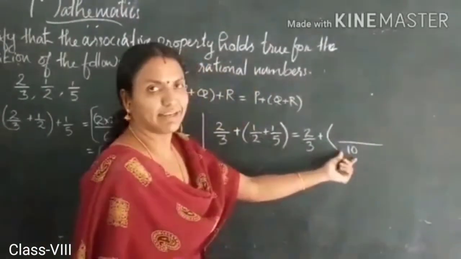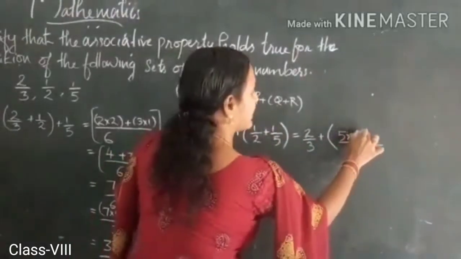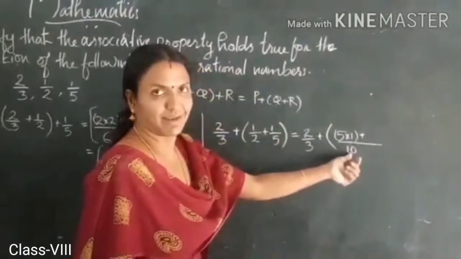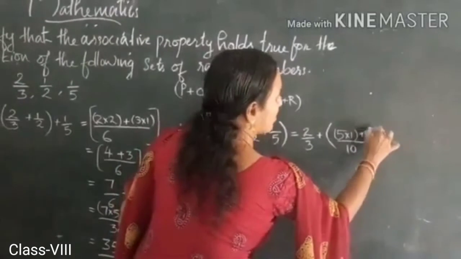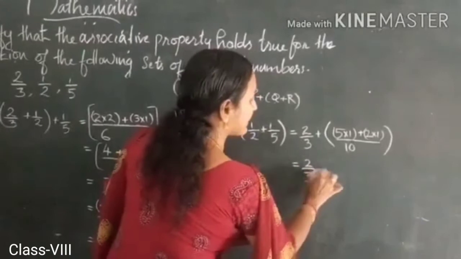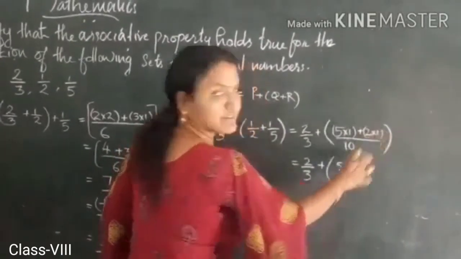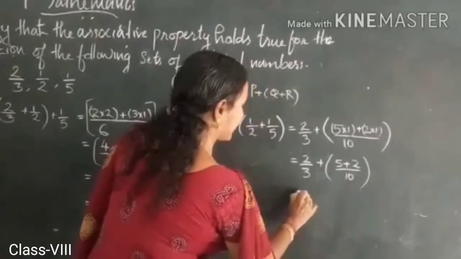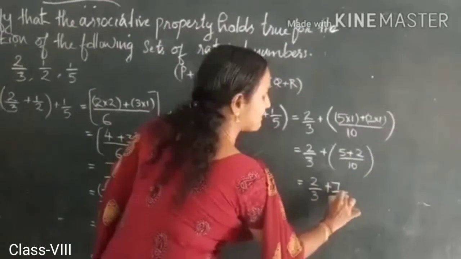2 5s are 10. Multiplying that 5 into 1, 5 into 1 plus 5 2s are 10. That 2 into numerator 1, 2 into 1 is equal to 2 by 3 plus 1 5s are 5 plus 2 1s are 2 by 10 is equal to 2 by 3 plus 5 plus 2, 7 by 10.